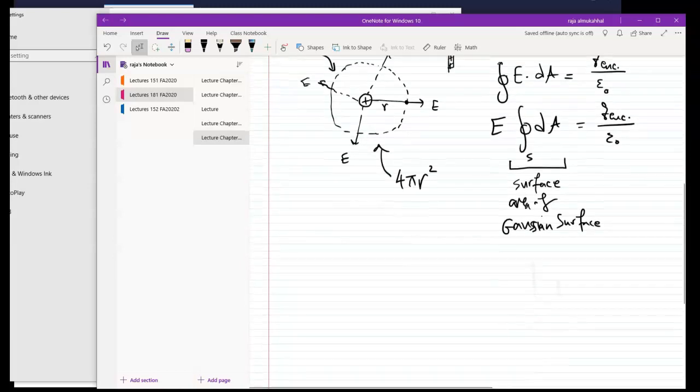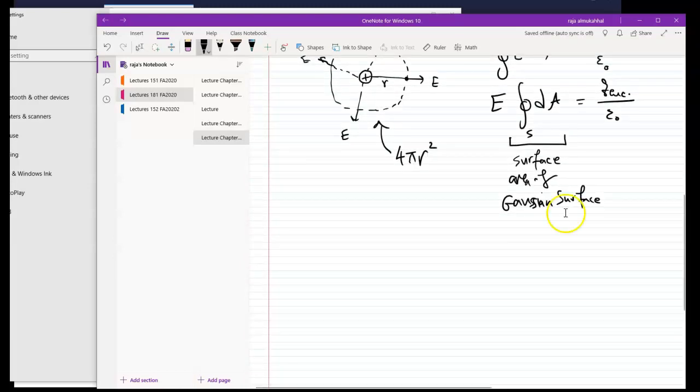So anyway, if this is the surface area of the Gaussian surface, which is nothing but 4 pi r squared, then the left-hand side of the equation becomes E times 4 pi r squared equals charge enclosed over epsilon naught. And now I'm done. All I need to do now is to solve for E.